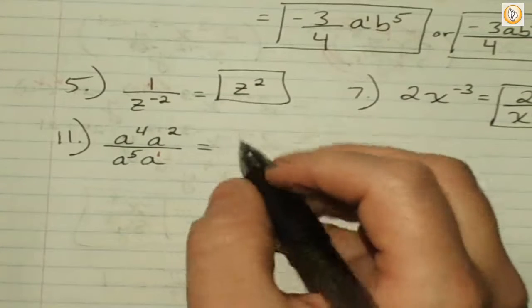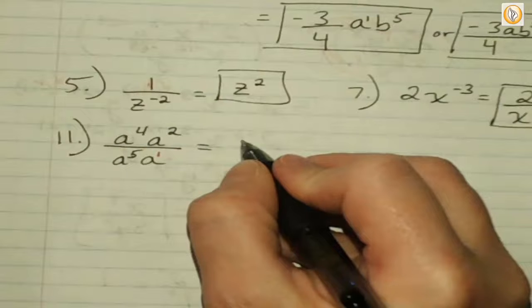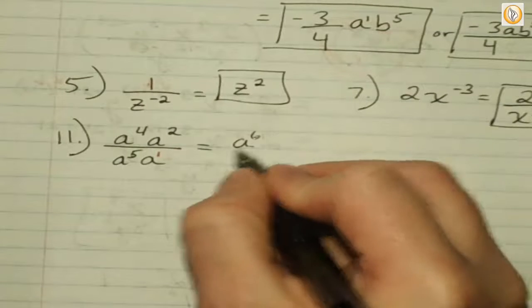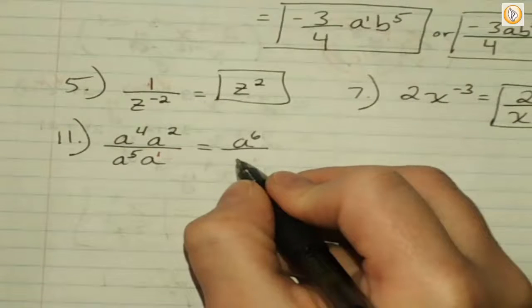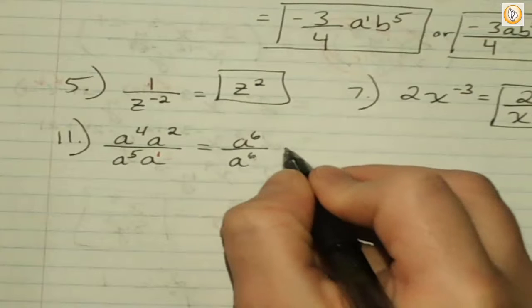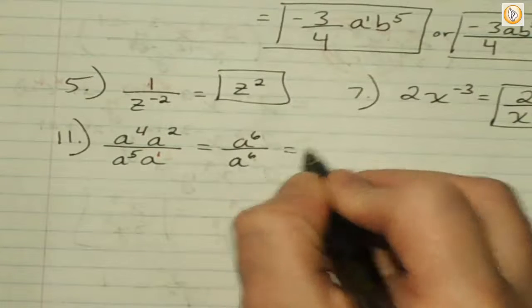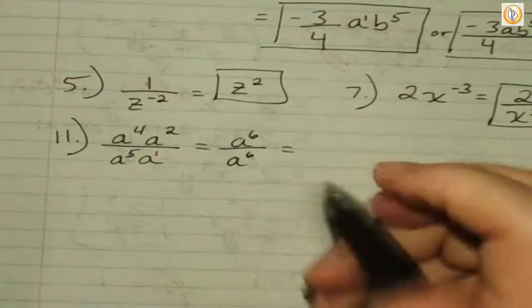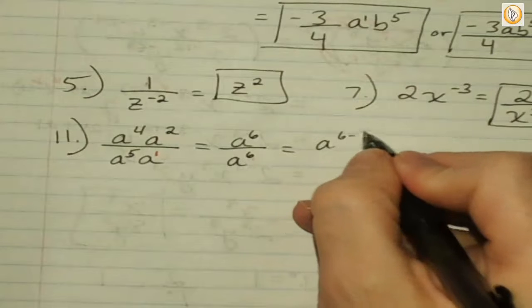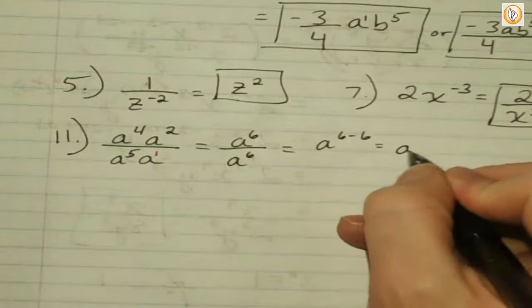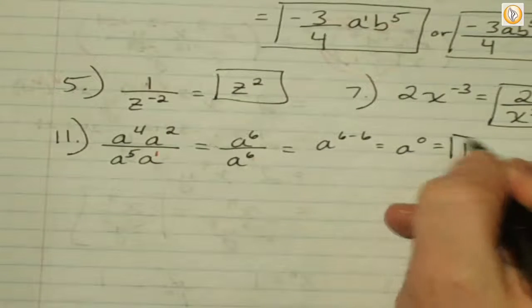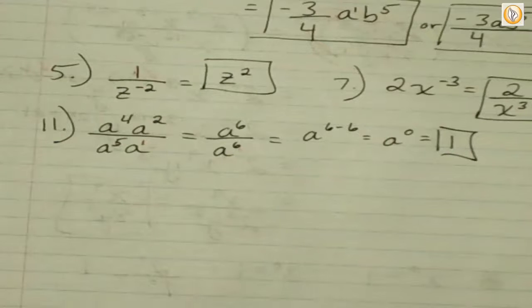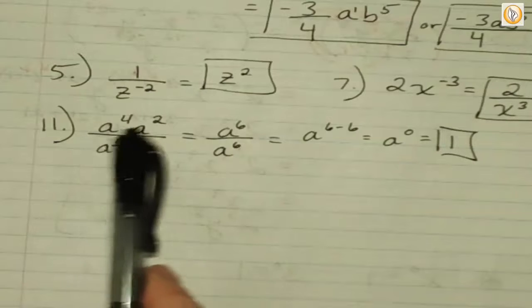You add them. So then what would this be? A to the power of 6, and then divided by a to the power of 6. Now what do I do? Then you subtract, and it'd be 1. There you go. So you can combine when they're on the top or bottom because you're basically multiplying.